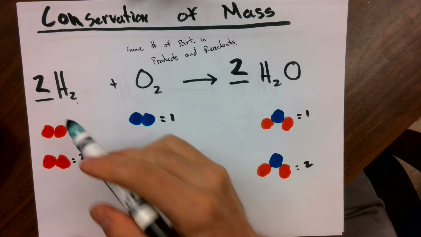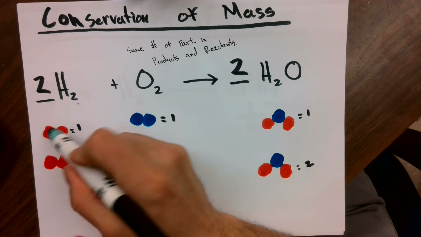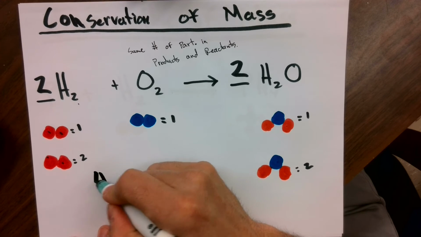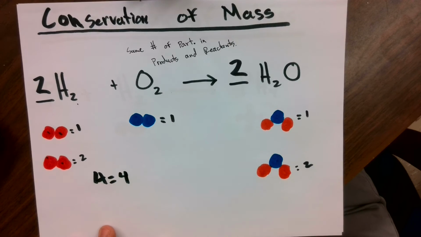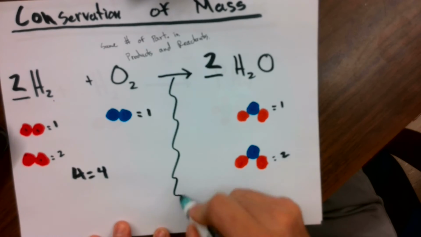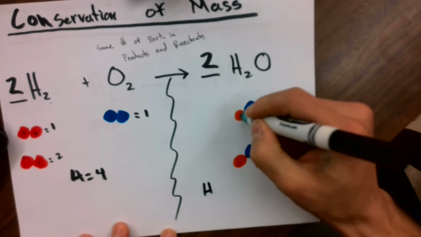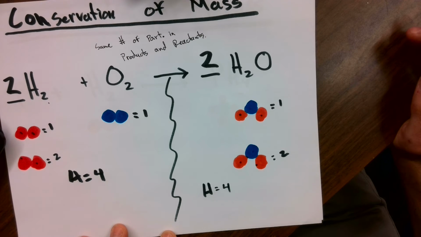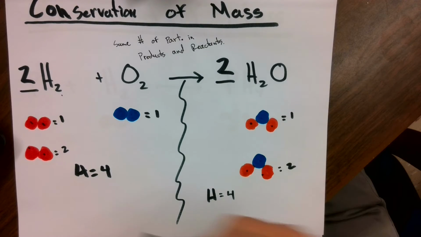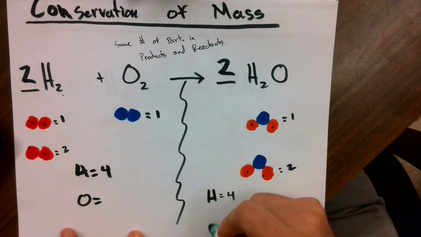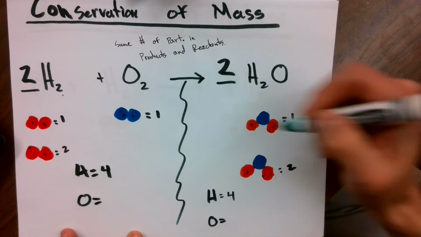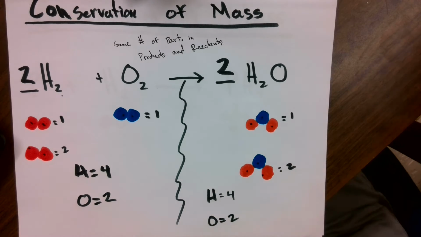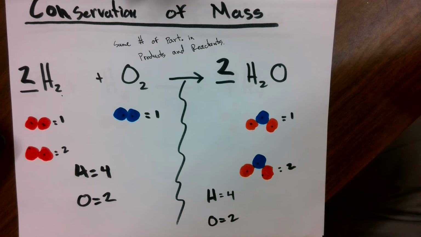So let's see. How many total hydrogens do I have? Well, I have 1, 2, 3, 4. Okay, so my hydrogens on this side of the equation is 4. What about this side? 1, 2, 3, 4. Right on, 4. Perfect. Good job. Now oxygen. How many oxygens do I have? 1, 2, 2. 1, 2, 2. Perfect. So I have balanced this chemical equation.